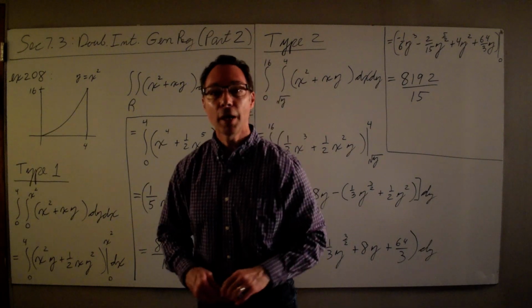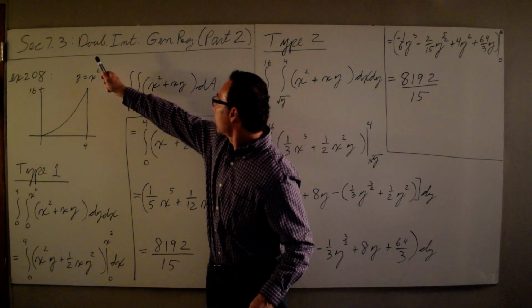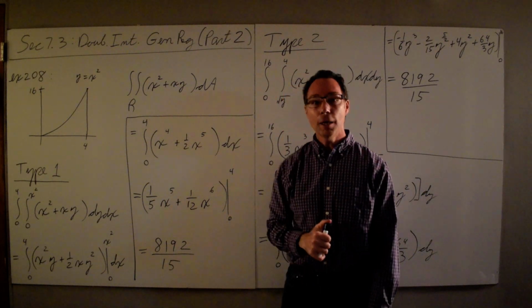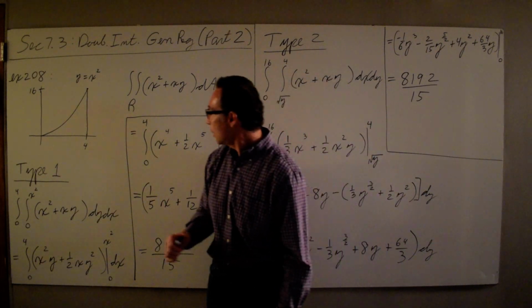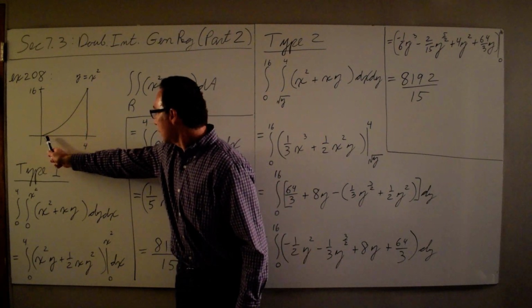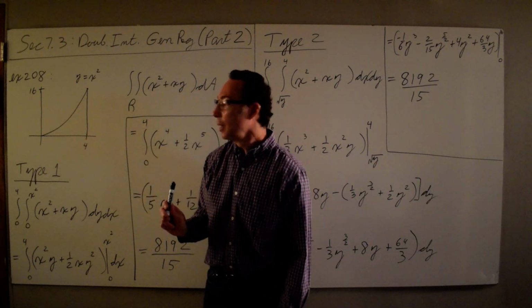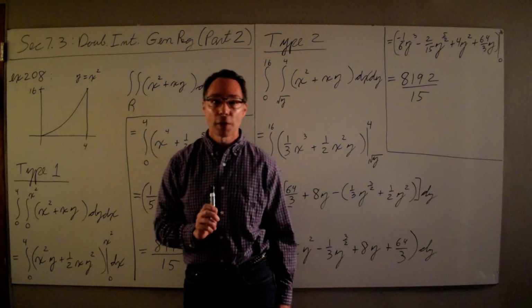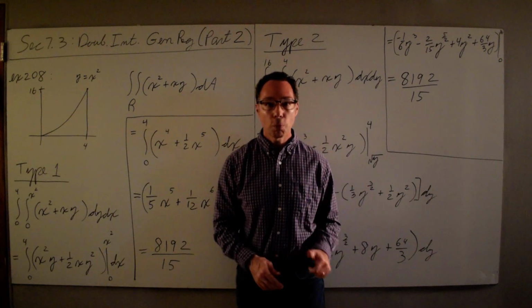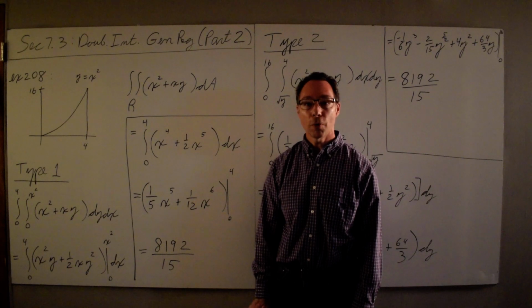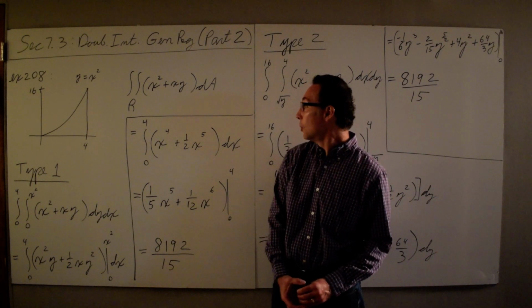This is the second video over section 7.3, double integrals over general regions. And so example 208, our region is bounded by these curves. So from x equals 0 to x equals 4, and then from the x-axis up to y equals x squared. This is both a type 1 and a type 2 region. And so we're going to do this two different ways. One is a type 1 and one is a type 2.